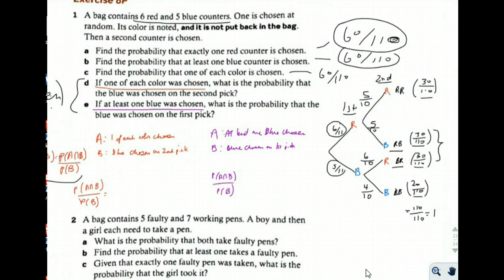Find the probability that 1 of each color is chosen. 1 blue and 1 red in any order. So that would be red, blue, or blue, red. Same thing again, 60 over 110.